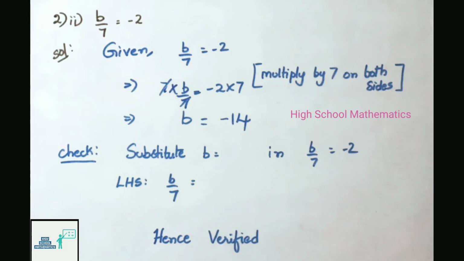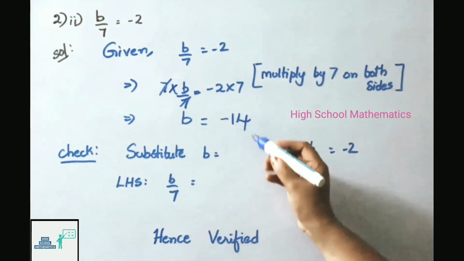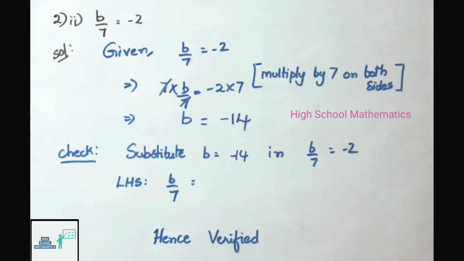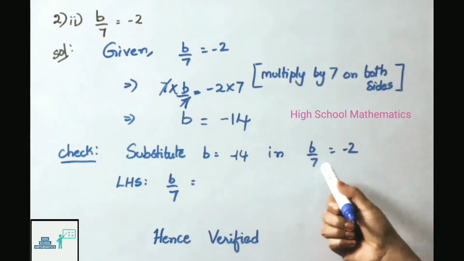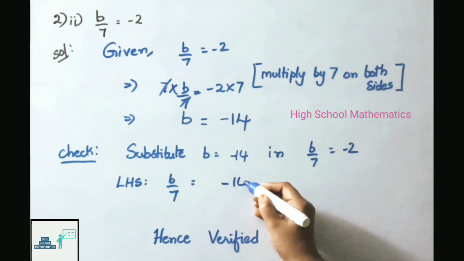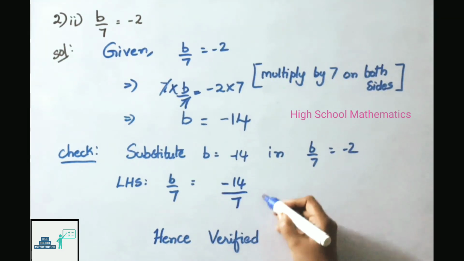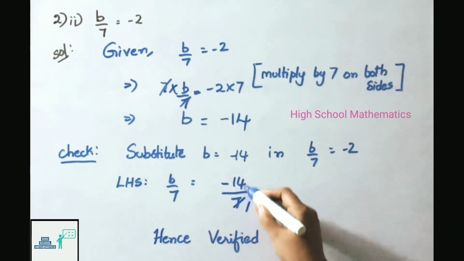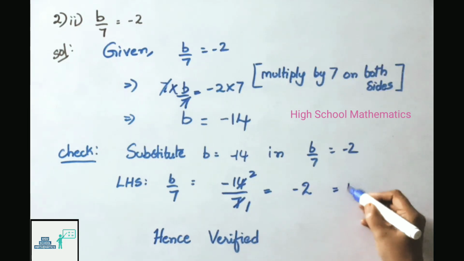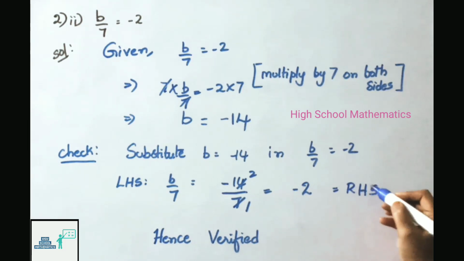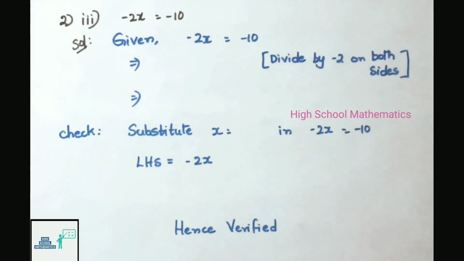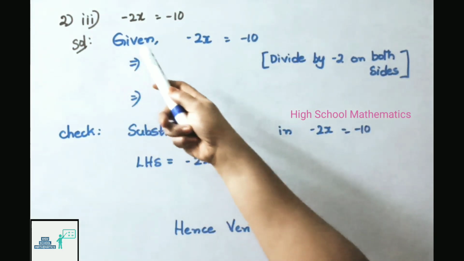Now we are going to check our result. So substitute b equals minus 14 in the given equation, b by 7 equals minus 2. We take LHS, that is left hand side part, that is b by 7, equals minus 14 by 7. That equals, 7 ones are 7, 7 twos are 14. So the answer is minus 2, which is equal to RHS. Therefore LHS is equal to RHS, hence verified. See now second question, third sum.